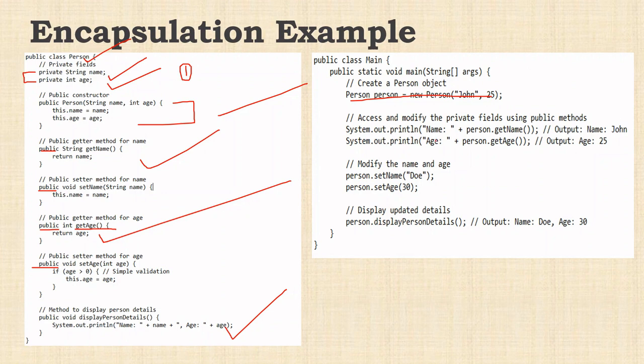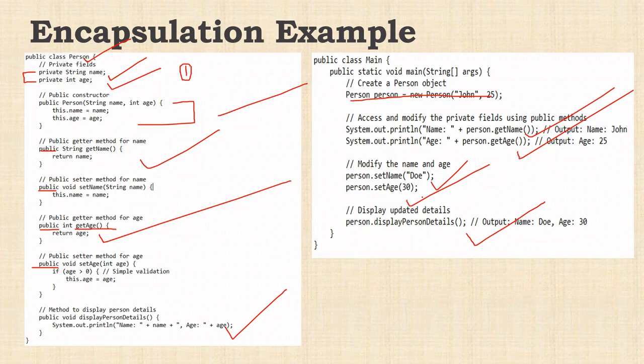Here, person.getName and person.getAge let us fetch the name and age of that person. If you want to set, you can set with setName and setAge, like this, to set the person details. If you want to display, you can display like this. There is no need to do person.name and person.age directly to get or set the value. That is not the right way to use it.